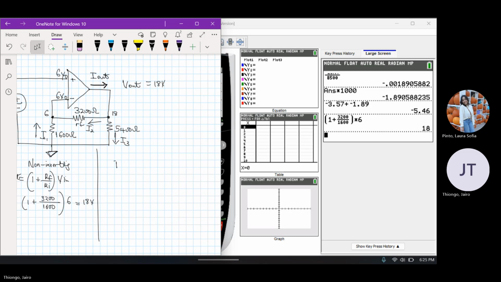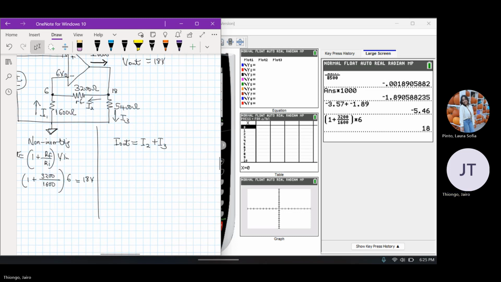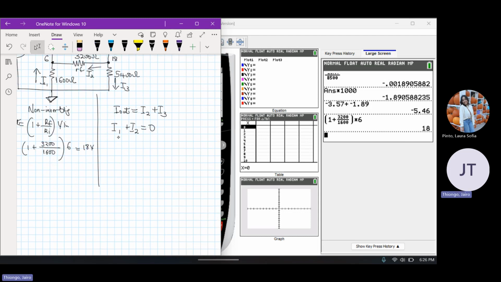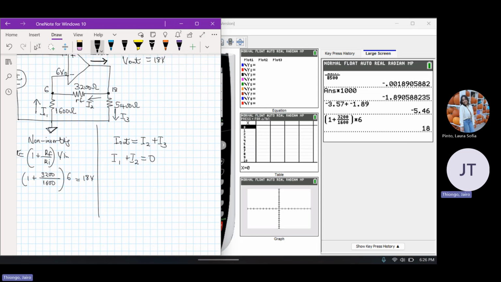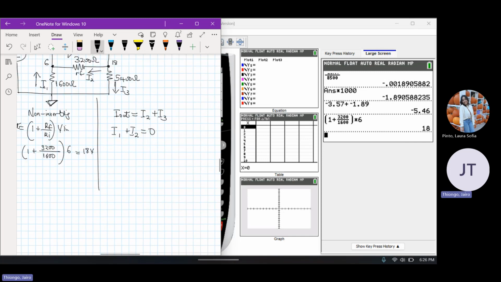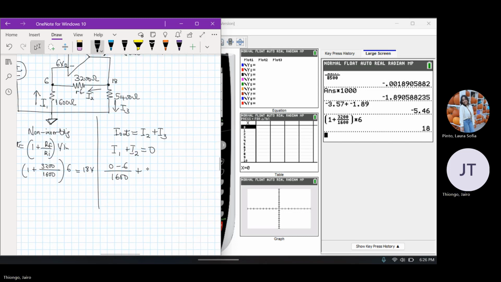I out will be equal to I2 plus I3. Also, I1 plus I2 is equal to 0. So for us to be able to find I1, the current is going upwards. Notice that it's not 6 minus 0. We'll do it as 0 minus 6 over 1600 plus I2, 18, since the current is going in this direction, minus 6 over 3200.